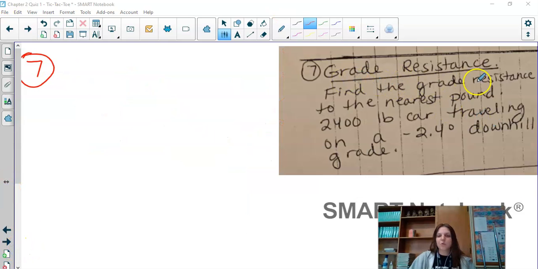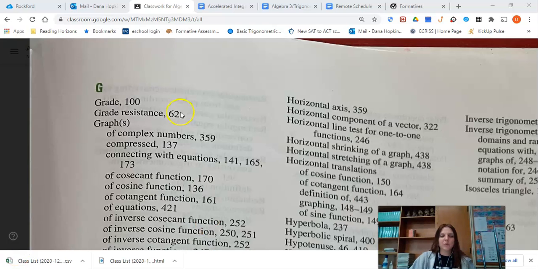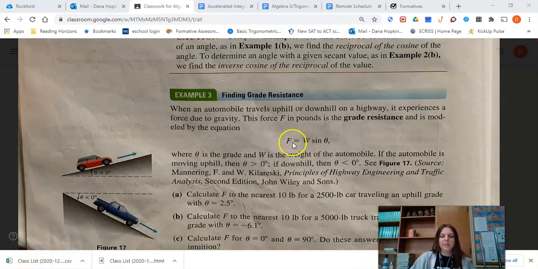The next topic is grade resistance. If you don't remember how to do it, you can look it up in your notes, or you can look it up in your index and find it in the textbook. So if I go to the index here, I'm going to look up grade resistance. Grade resistance is on page 62, so I could use that page if needed to look up the formula. So I can see here that the formula we used was F equals W times sine of theta, where F is the grade resistance, W is the weight of the car, and theta is the angle.